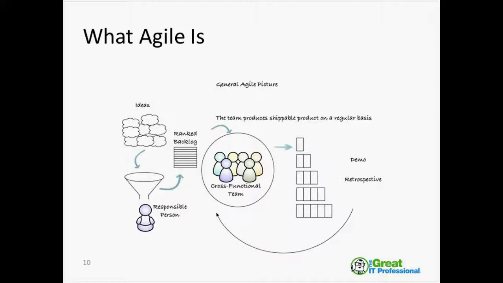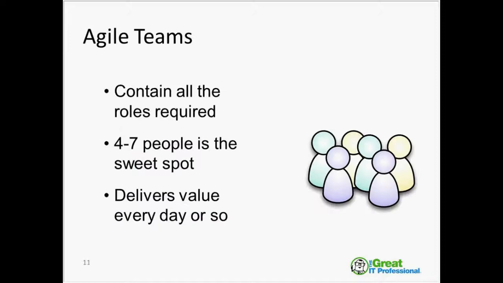I don't happen to care if a team works in iterations or in flow, as long as they produce shippable product on a regular basis. And then they reflect at certain intervals. Okay, so now we're all on the same page with Agile. So let me talk about what the cross-functional team is. You'll notice I said it contains all of the required roles.